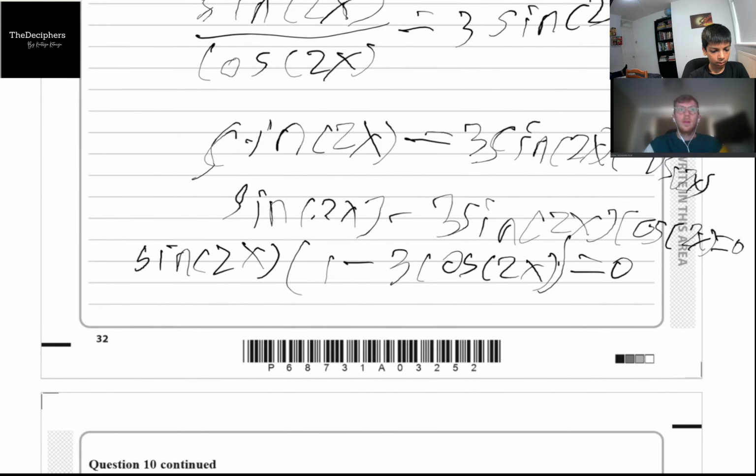So sine 2x is 0, and then if sine 2x is 0, then let's do that on the next page.